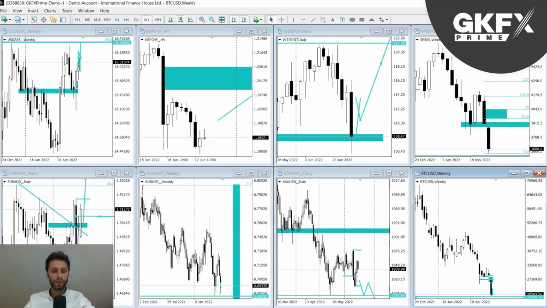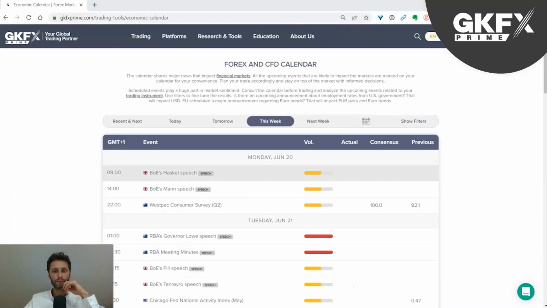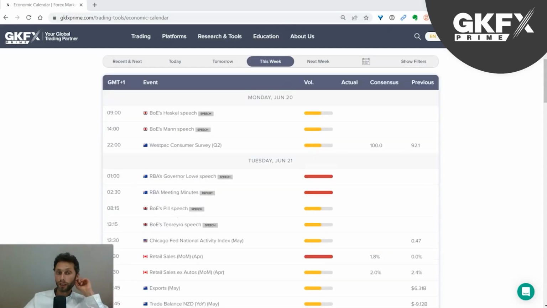Okay, so with that, I'm going to look at the economic calendar now. Let's have a look at what we've got for the week. Okay, so here we've got the calendar. Let's see if we can spot what is the big news for the week, to see if it coincides with any of the setups that we've got that we need to bear in mind.